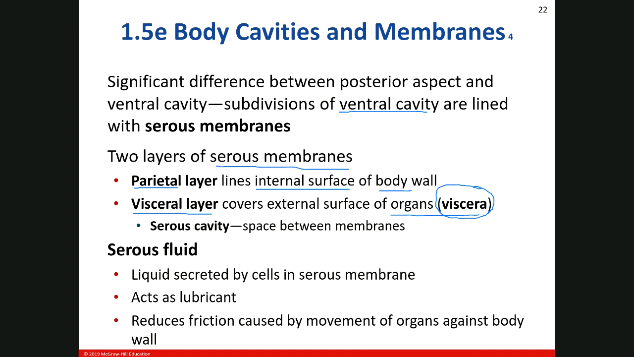And in that cavity, we produce a liquid called the serous fluid. It acts as a lubricant. So what happens when you rub your hands back and forth real fast and hard? You said friction? And you get hot. Yeah, both are exactly right. The friction generates heat. Heat can generate damage.